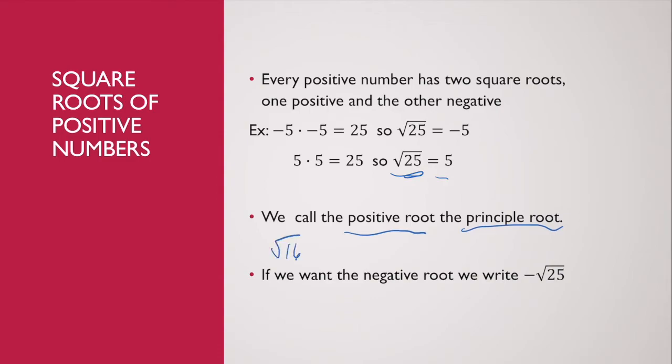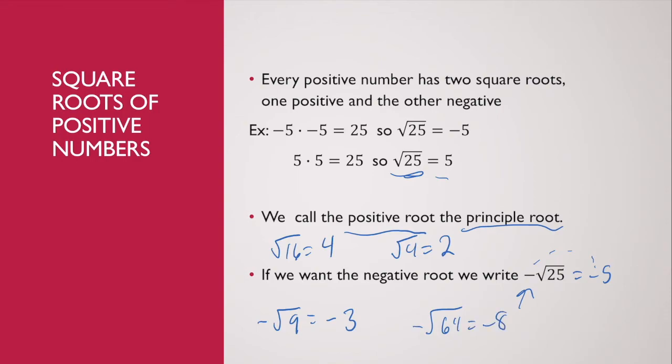So if I was just to say the square root of 16, I'm always going to want that positive square root, which is 4. The square root of 4, 2. We want the principal positive square root. If we want a negative root, we're going to write a negative in front of the radical symbol. That tells me to simplify the radical first and keep the negative with us, kind of like we did for absolute values in section 1. So if I wanted the negative square root of 9, that would be negative 3. The negative square root of 64, that would be negative 8.